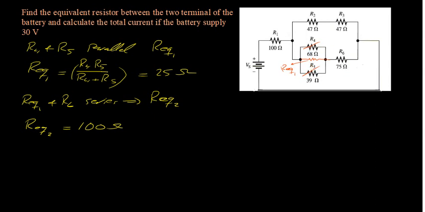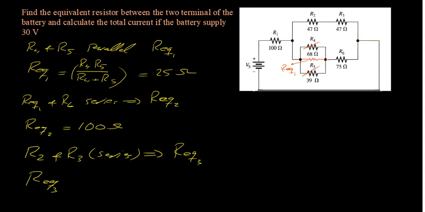Now I will start focusing my calculation on resistor 2 and resistor 3, which are connected in series, R2 and R3, and I will name their equivalent as R equivalent 3. Okay, now because they are in series, we add them up, 47 plus 47, that will give us 94 ohm.